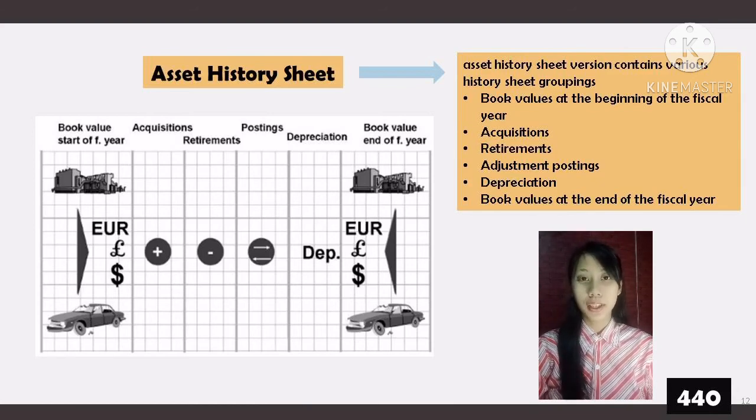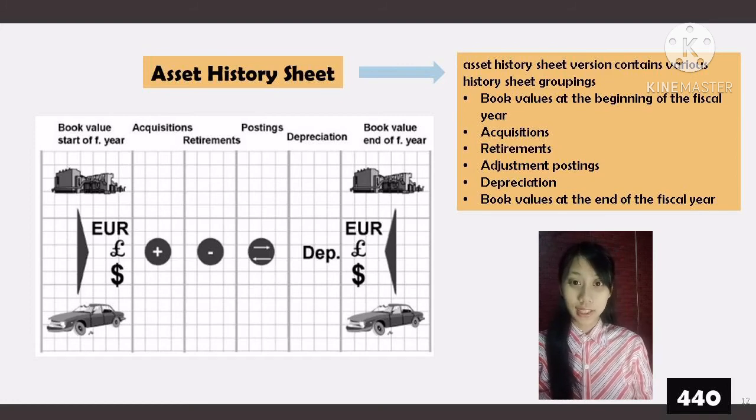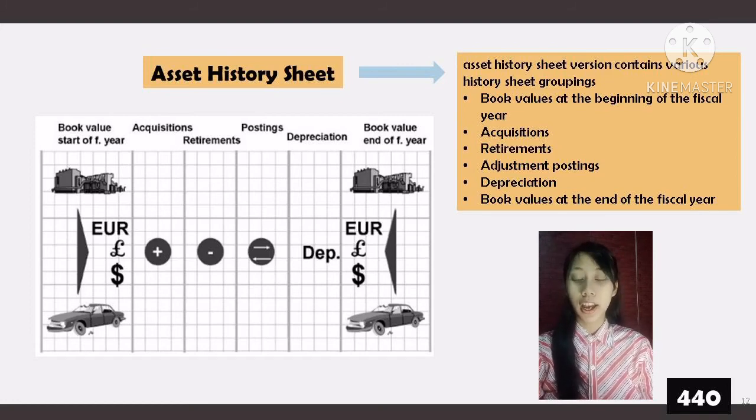And each asset history sheet version can contain various asset history groupings, such as the first is the book value at the beginning of the fiscal year, and the second is the acquisition, the third is the retirement, the fourth is the adjusting posting, the fifth is the depreciation, and the last is the book value at the end of the fiscal year.